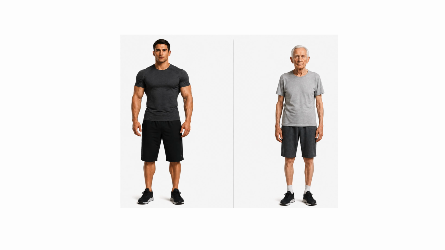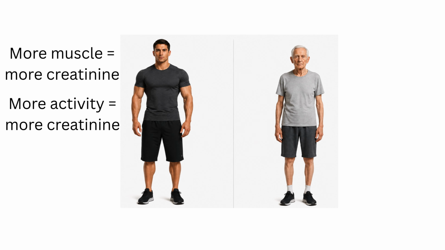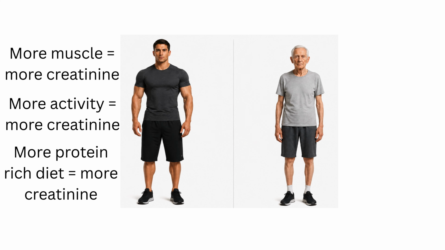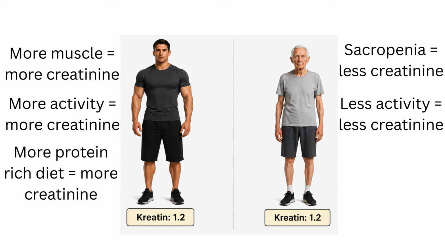So, the more muscle mass a person has, the more creatinine they produce. People who are more physically active also tend to produce more creatinine. And a high-protein diet can increase creatinine production as well. On the other hand, patients with sarcopenia produce less creatinine. The same is true for people with low physical activity. But here's something interesting. Sometimes, when we measure blood creatinine, both patients have exactly the same creatinine level. How is that possible?